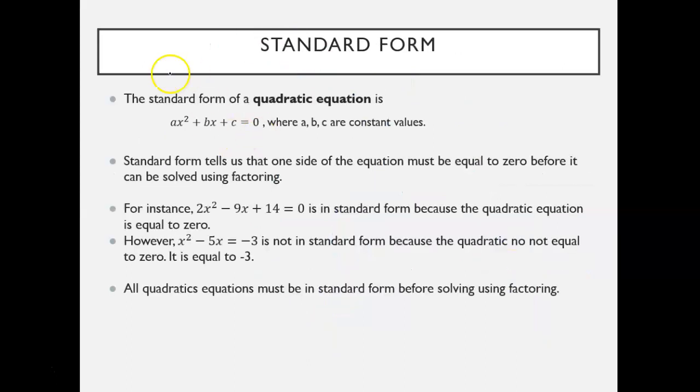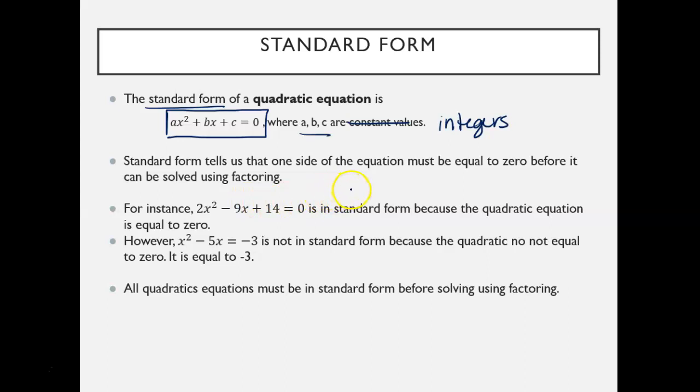All right, in your notes, be ready to write. Standard form looks like this. ax squared plus bx plus c equals 0. A, b, and c are, we don't want to say constant values there. We want to say integers. They are constants, but they're also integers.